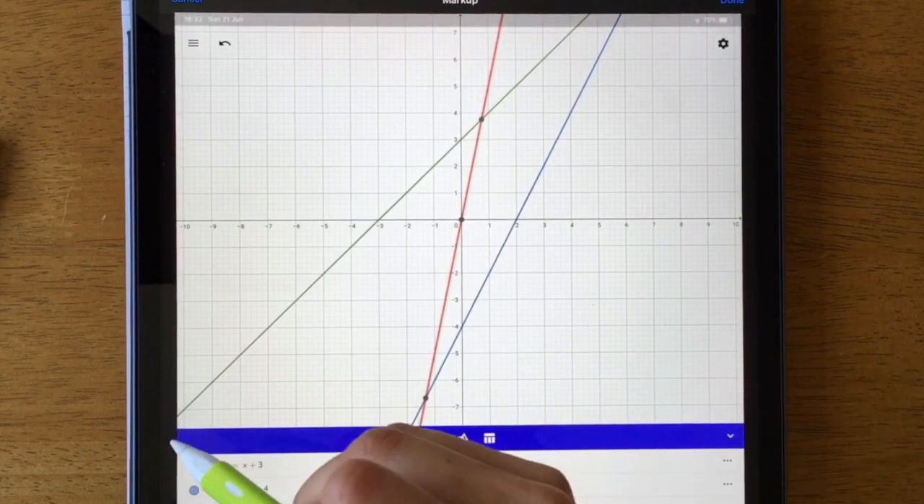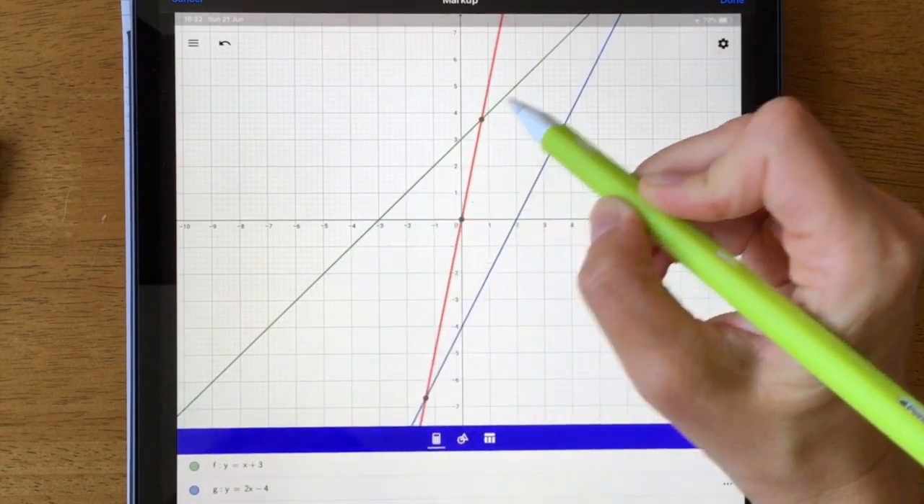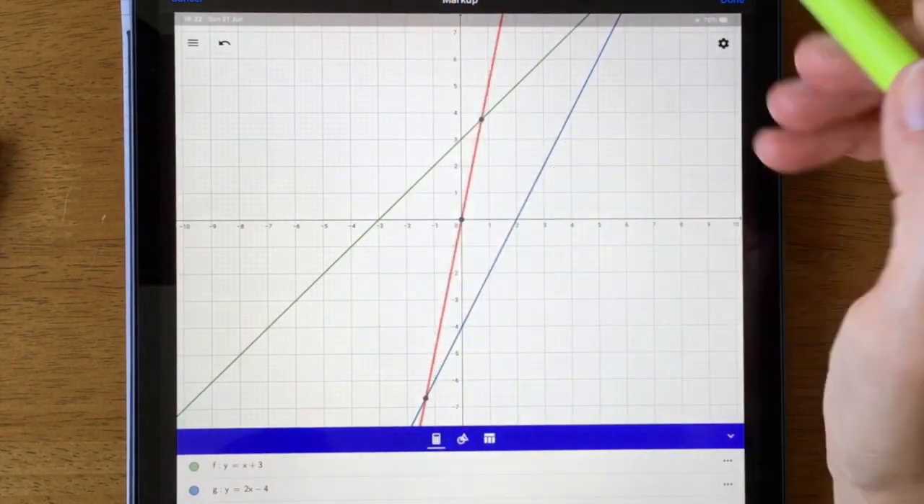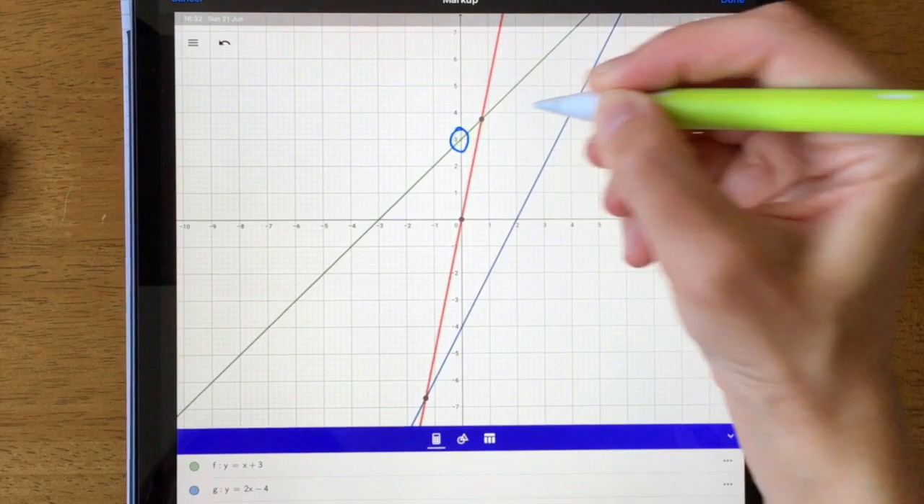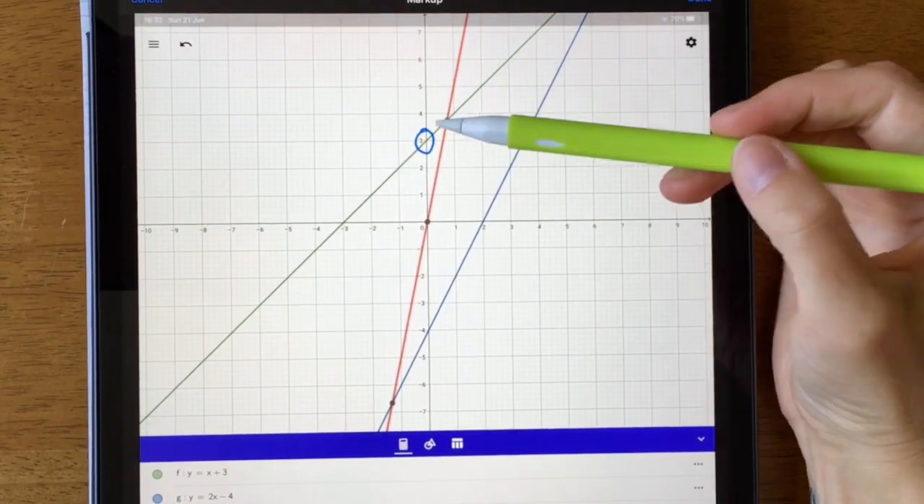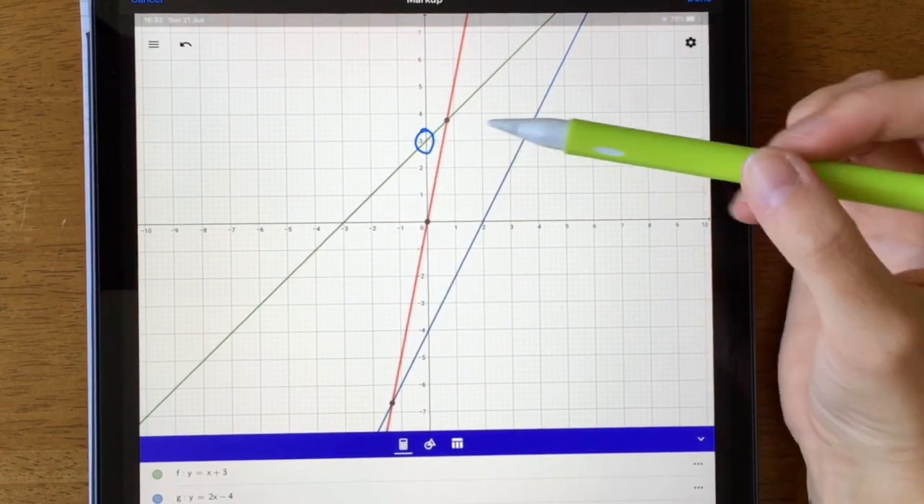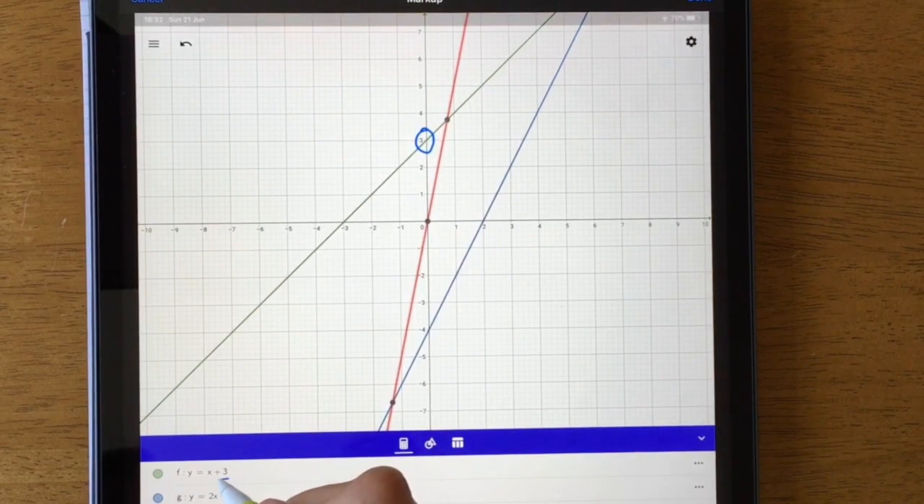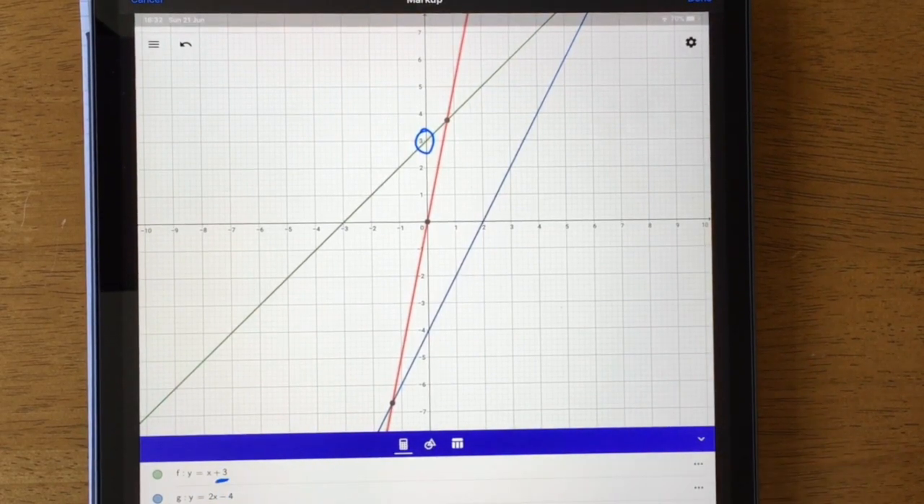So if we look at the green line first, where does it cross the y-axis? Well, remember, this is the y-axis. So it crosses it right here. So that's when y is 3, okay? And if you notice, it's this plus 3 on the end here, okay?